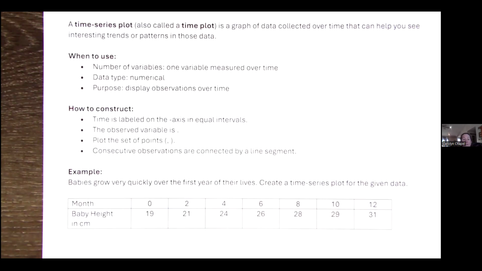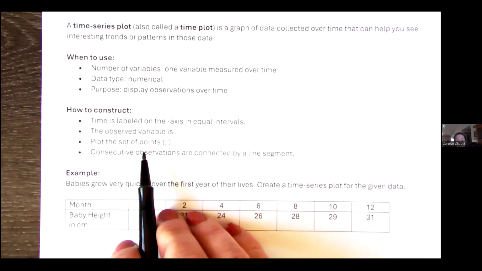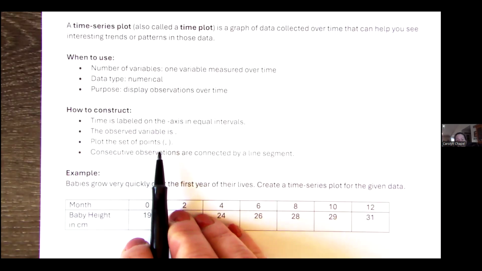And what we look for is interesting trends or patterns. Is it going up? Is it going down? Is it jumping all over the place? Again, we use this when we're talking about something over time. The data is numerical. We do use a line graph for this. So what we do is we plot a series of dots and we connect our dots.